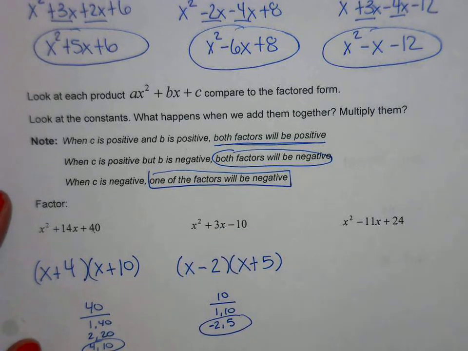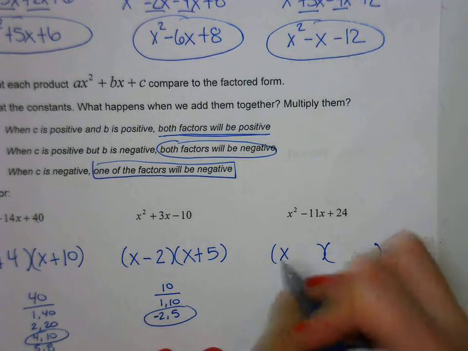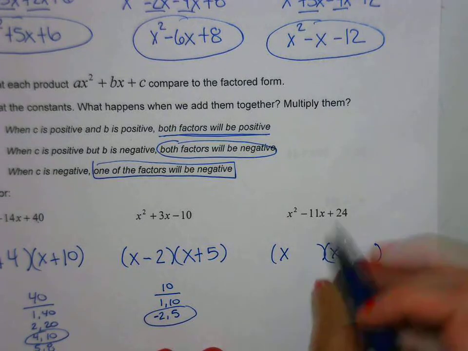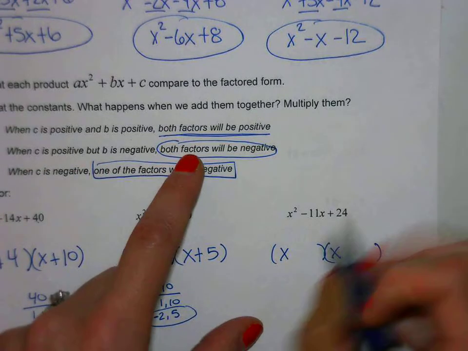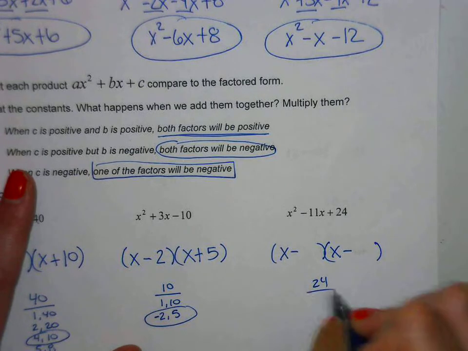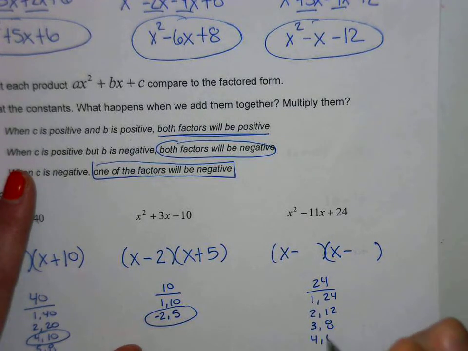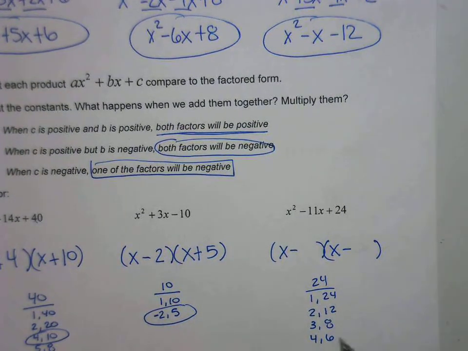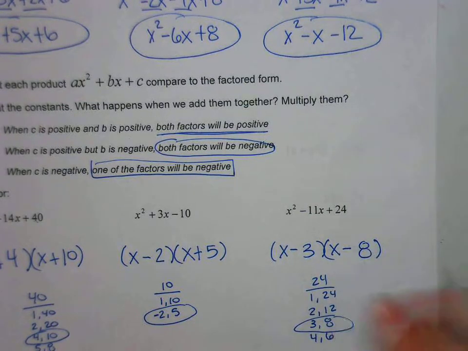Let's look at our last example. We know we need to get x squared, so we have x times x. Our c is positive, but our b is negative, so both factors are negative. So let's look at our factors of 24: 1 and 24, 2 and 12, 3 and 8, 4 and 6. In order to get a negative 11, we would use 3 and 8. Negative 3 times negative 8 is a positive 24, and negative 3 minus 8 is a negative 11.